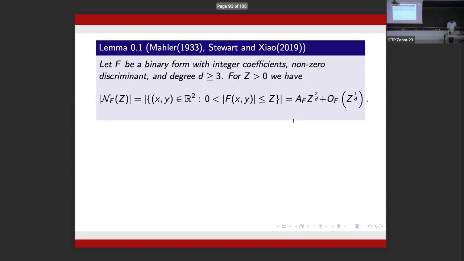To attack this counting problem, we consider the following lemma. This is done by Mahler, and Stewart and Xiao in 2019. You consider any binary form of degree 3 with a non-zero discriminant, and then this counting problem: the number of pairs (x,y) belonging to Z square, the set of integer solutions, such that the modulus of f(x,y) is less than z, has this asymptotic formula.